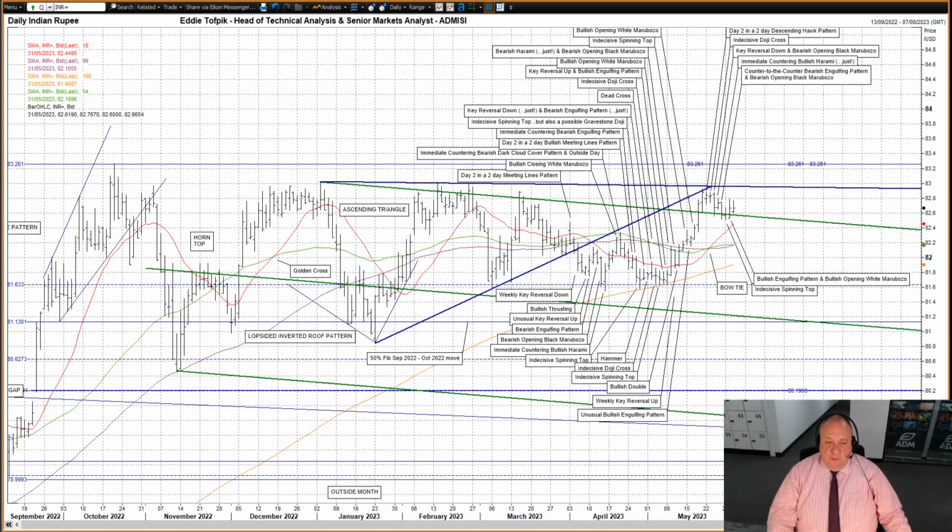US dollar against the Indian rupee. A bullish engulfing pattern and bullish opening white marubozu yesterday, which was a bit of an overreaction, as the previous session was an indecisive spinning top. The main feature here is not the October 22 to January 2023 mildly bearish shift pitchfork highlighted in green, which the market's having difficulties in pushing up over the upper tine, currently at 82.57.